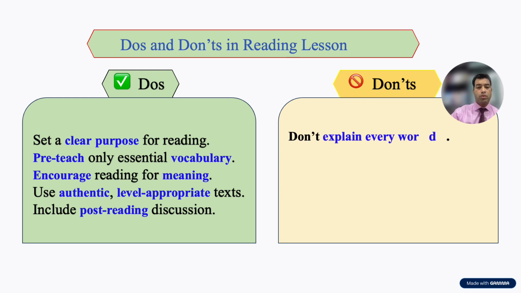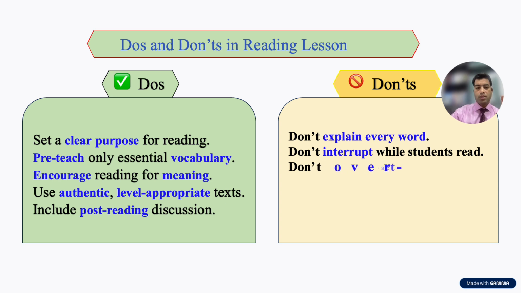The things that we shouldn't do as a teacher: don't explain every word, so it is prohibited or not encouraged, otherwise students will not understand. Then don't interpret while students read. If students are reading, let them read. They should be pin drop silent, no question answer during that time, only observe, check instruction, not over teaching vocabulary. Don't over teach vocabulary. Over teaching really makes students more confused. Rather, we should only teach key vocabulary.